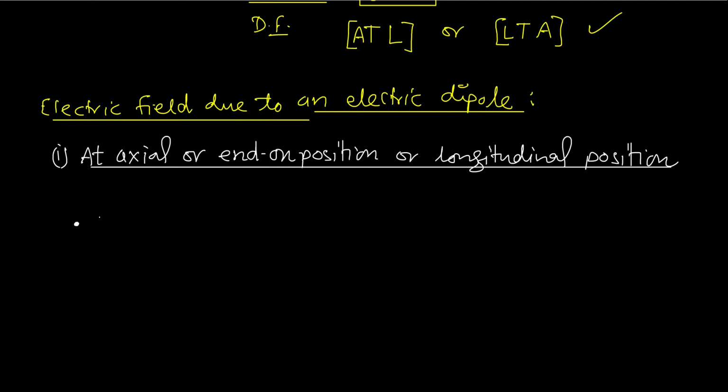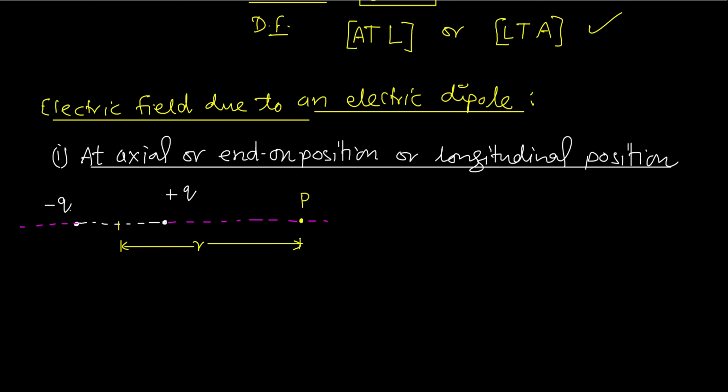So the line joining the two charges in the dipole, that is known as axis of dipole. So suppose this is our dipole, minus q charge, this is your plus q charge. Then the line joining these two charges, that we call axis of the dipole. So this line is the axis of the dipole, and any position on this line or any point present on this line, that we will call a point on the axis.